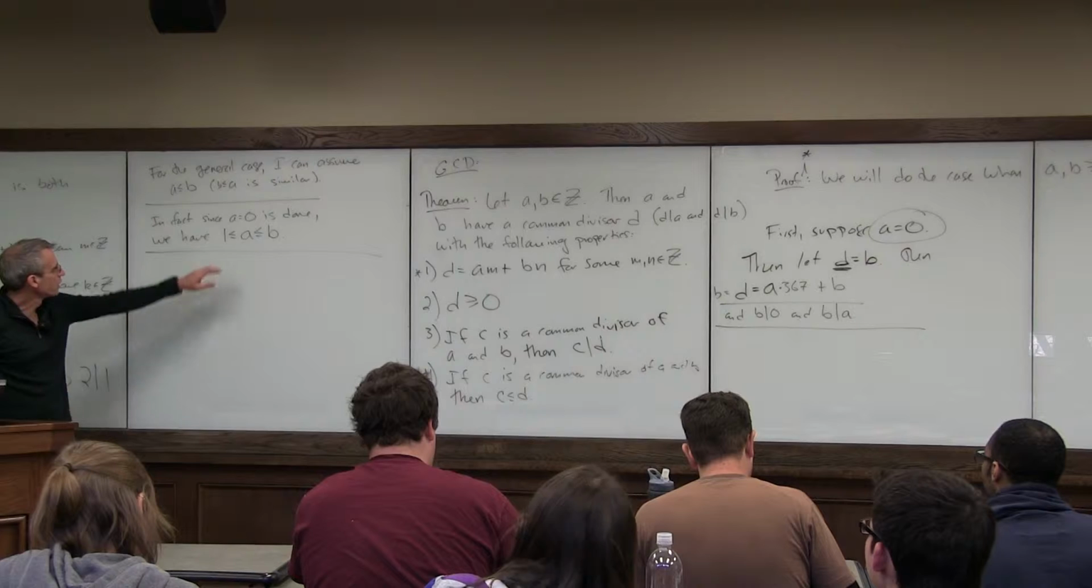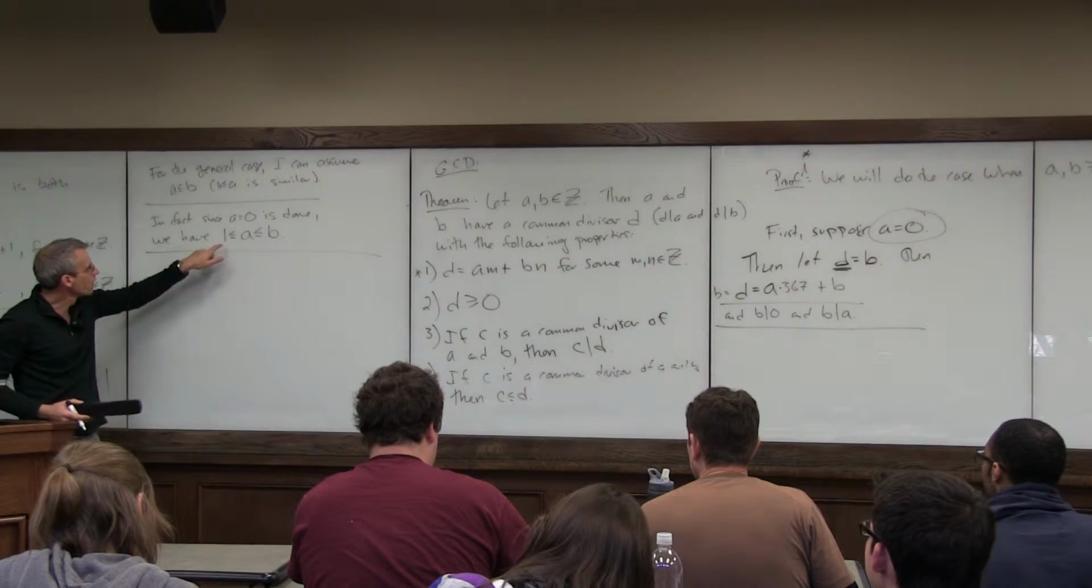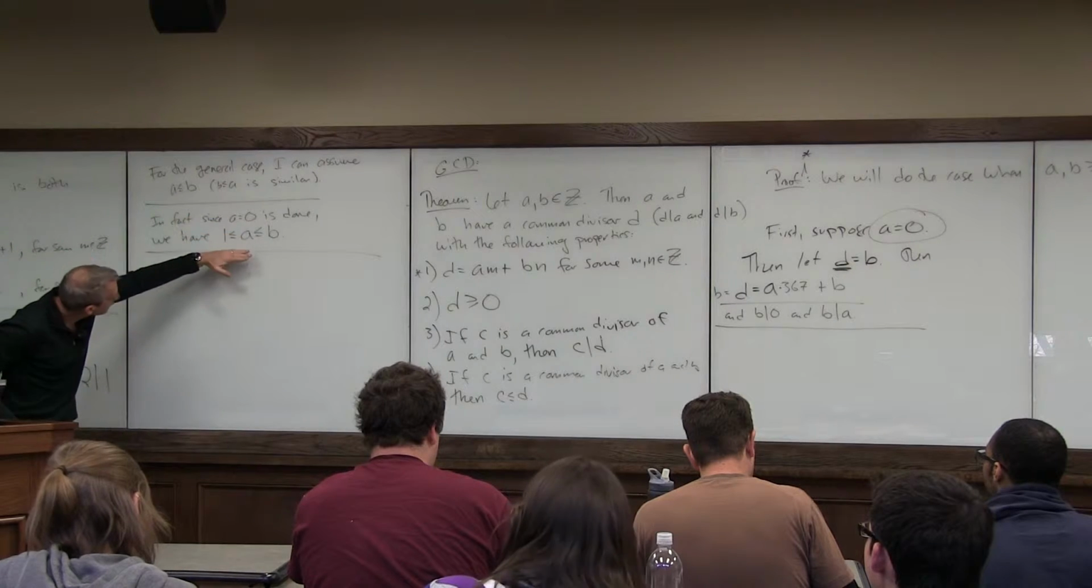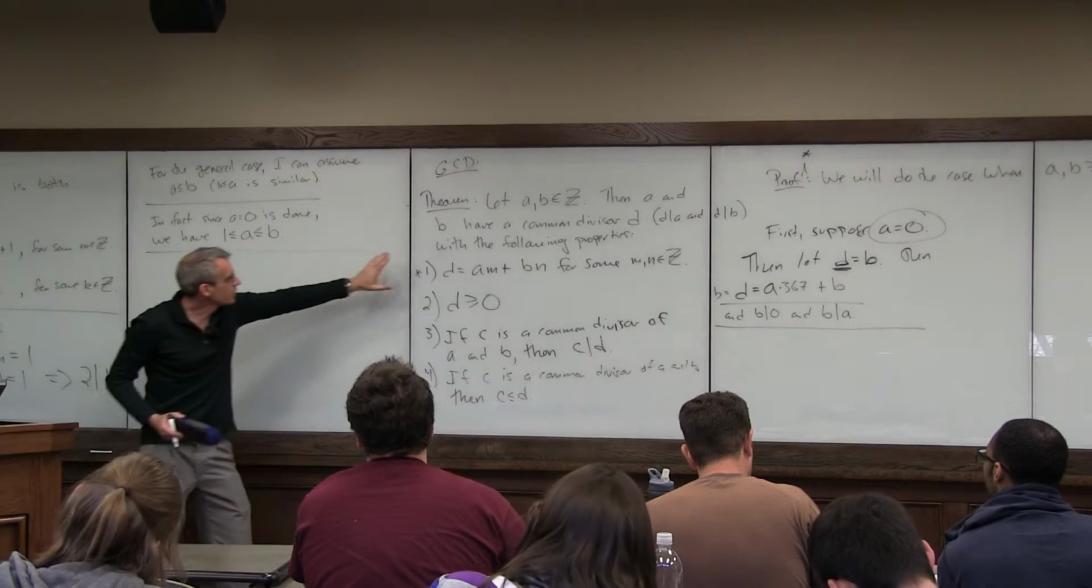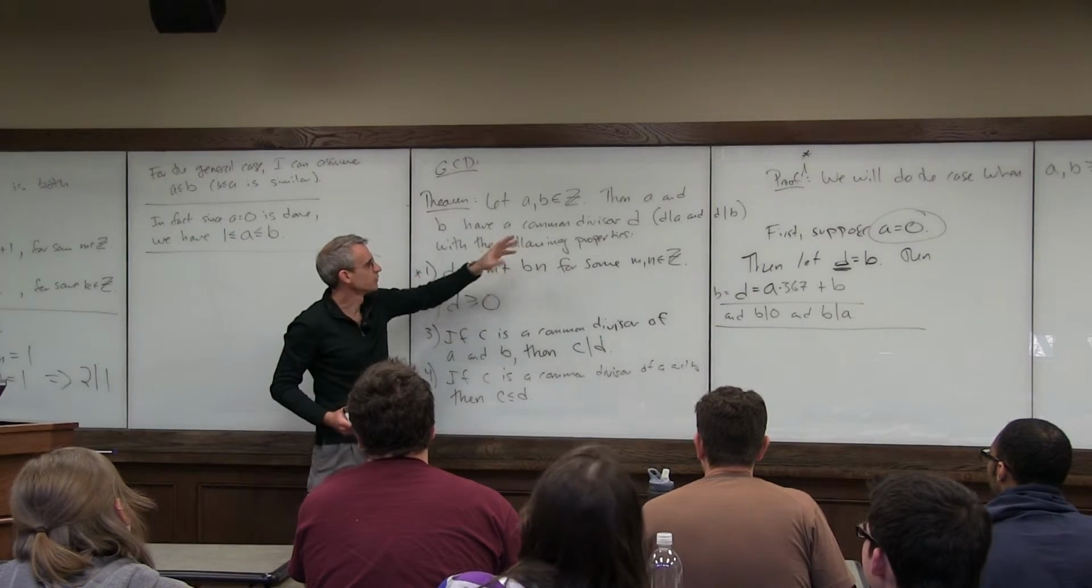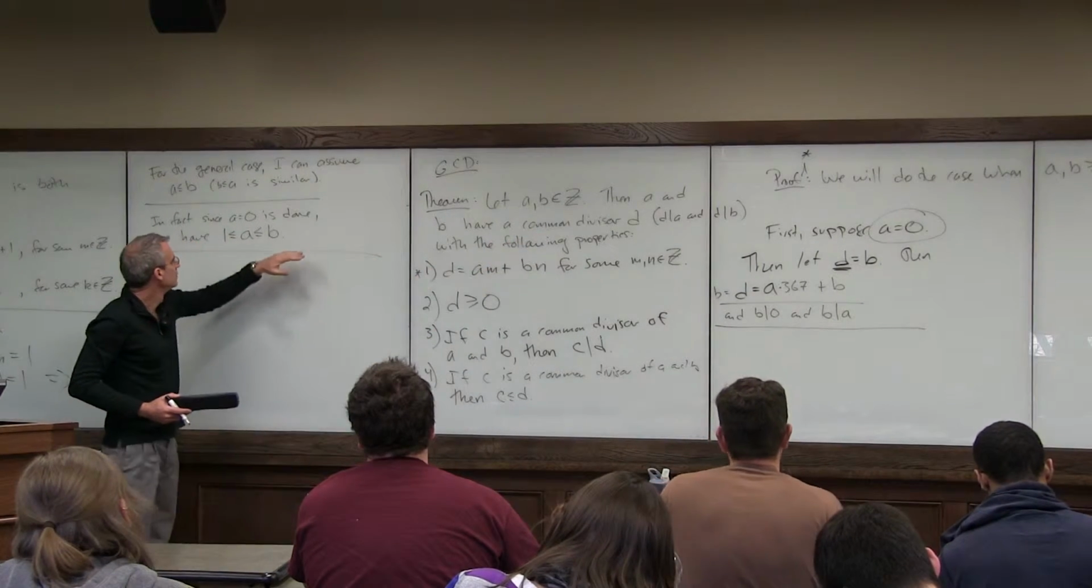Okay, so this is what we're going to do. We're going to prove it, in this case, 1 less than or equal to A less than or equal to B. Does everybody agree that if I can do this, then I'm finished with 1? Except, of course, for the exercise. Okay?